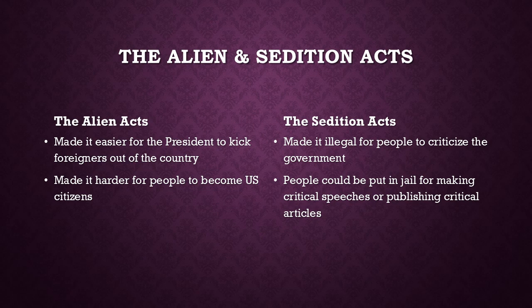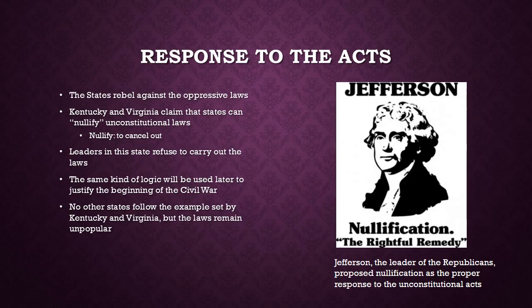So the Sedition Acts go into effect, and people start being put in jail when they say things like the Federalists don't know what they're doing, or John Adams is dumb. So in response to these laws, which were obviously unconstitutional because they directly violated the First Amendment, a couple states, Virginia and Kentucky, decide to go against the laws. And they do this by claiming that these laws are unconstitutional, and therefore that the states may nullify these laws.